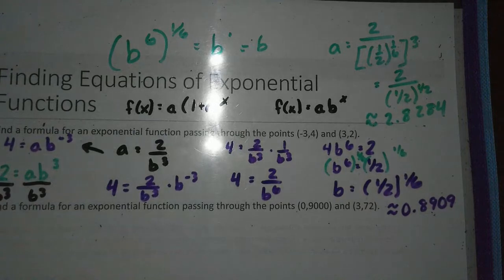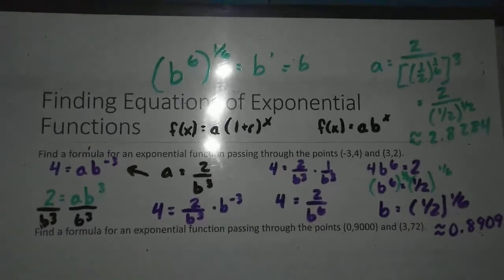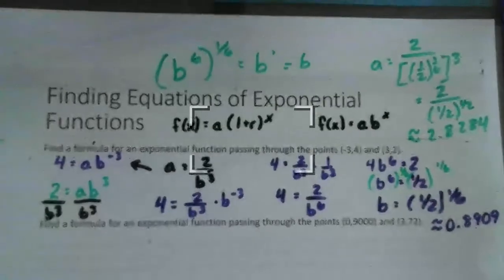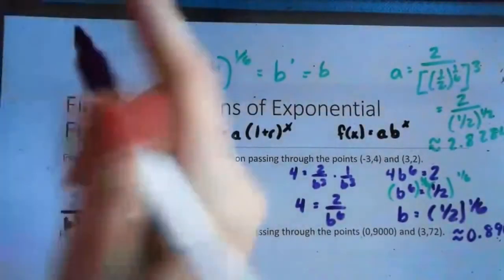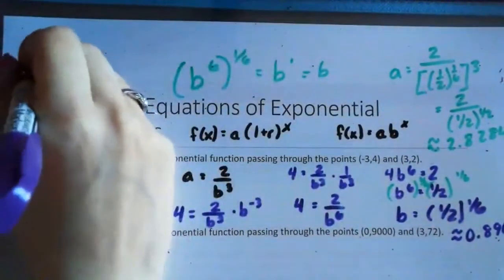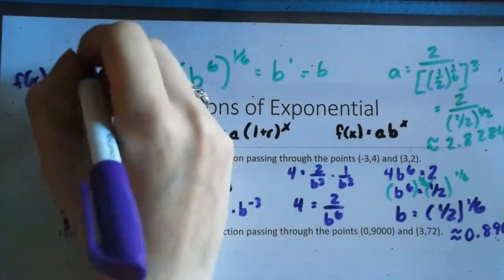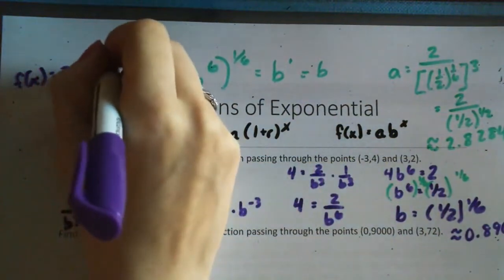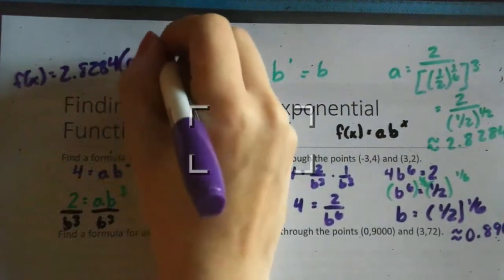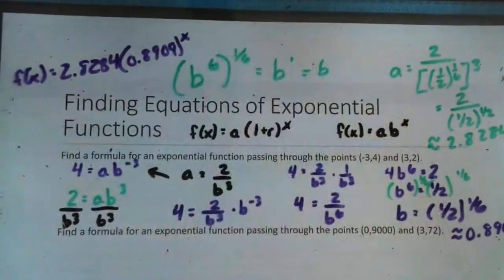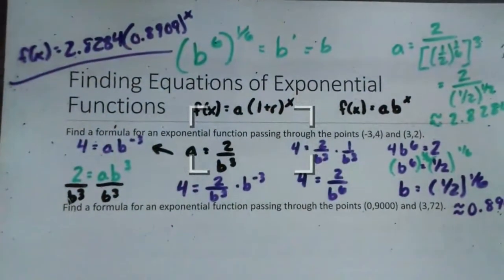So now that we have an a and a b value, we can write our equation. We were using f of x equals ab to the x. I'm going to write it up here just because that's where I have room. We'll have f of x is equal to, our a value was 2.8284 times our b value, which was 0.8909 raised to the x power. That's what I'm looking for. I know it's not pretty, but it is what I'm looking for.